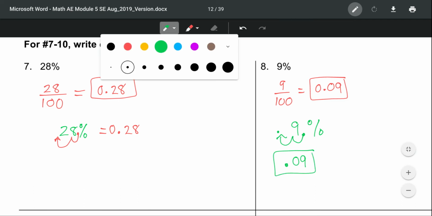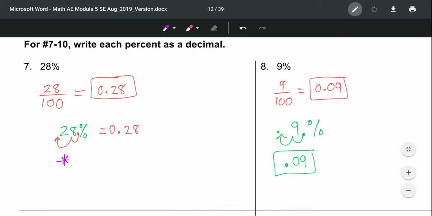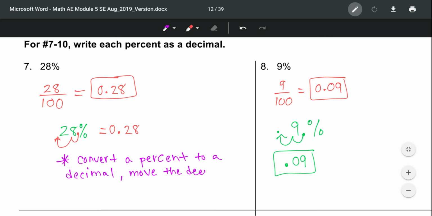Okay, so here's the shortcut that you can take to convert a percent to a decimal: move the decimal point 2 places to the left. So you want to move the decimal point 2 places to the left.